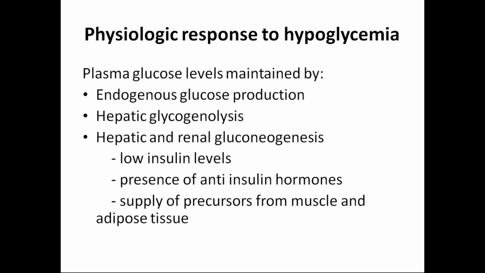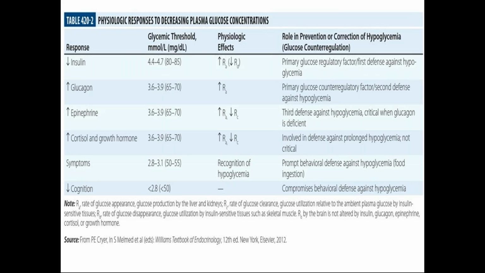Or when there are anti-insulin hormones like glucagon, when there is excessive glucagon, then we see gluconeogenesis. Or there is a supply of precursors from muscle and adipose tissue. So when there is a large amount of amino acids, lactate, fat, free fatty acids from the muscle and adipose tissue, then they are converted into glucose.